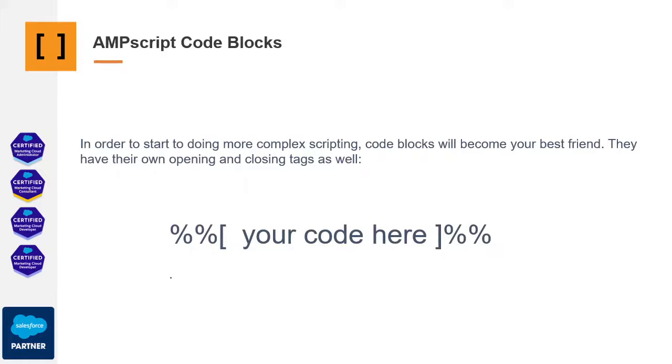Essentially, this is used when there are multiple lines of code. When you're programming in AMPscript, you use these delimiters, and within them goes all the code, conditionals, logic, calls to action, updates, and so forth.